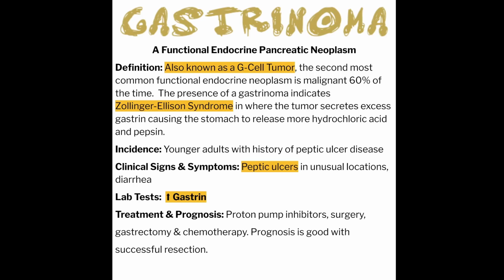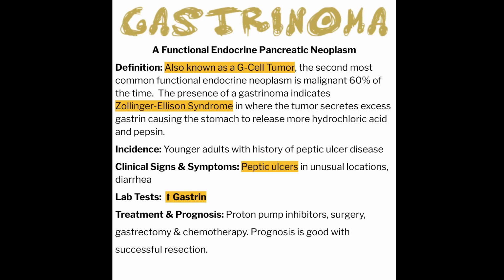Typically, we are going to see gastrinomas in younger adults and those with histories of peptic ulcer disease. Some other clinical signs and symptoms are going to be diarrhea and ulcers in unusual locations, like further into the duodenum.